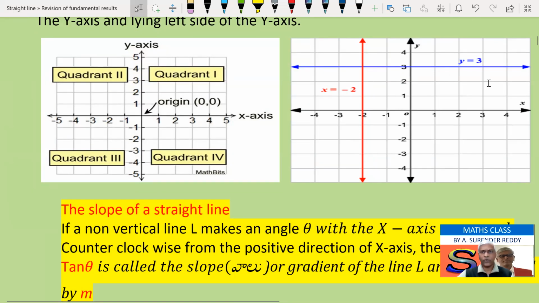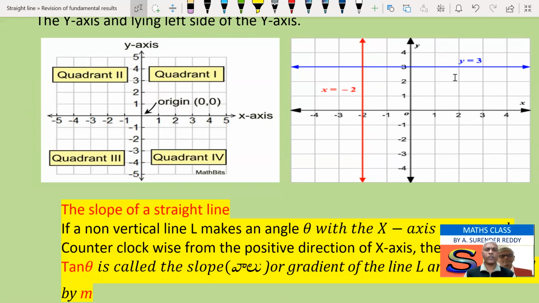Similarly, you observe this blue line, y is equal to 3. So y is equal to 3 is parallel to the x-axis at a distance of 3 units above the x-axis. Similarly, if you take y is equal to minus 3, it is also parallel to the x-axis, below the x-axis at a distance of 3 units. So any equation y is equal to k is parallel to the x-axis at a distance of k units.